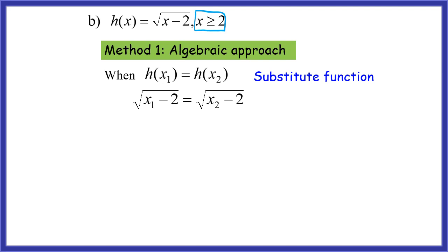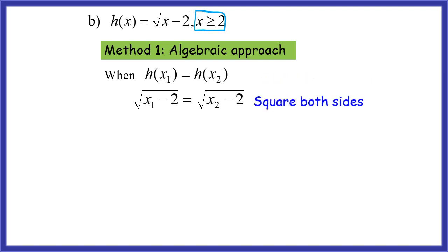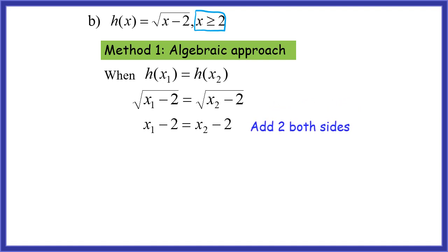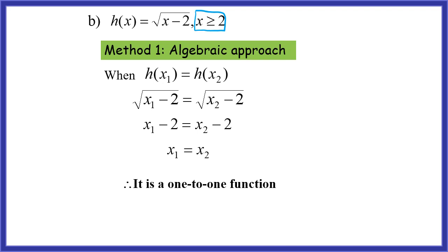Now what we need to do is to eliminate the square root, so we can put a square on both sides. Square both sides, and we will have x1 minus 2 equals x2 minus 2. And then we have to eliminate the minus 2, so we will have x1 equals x2. It is a one-to-one function.